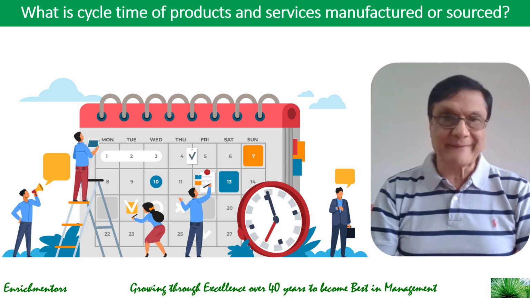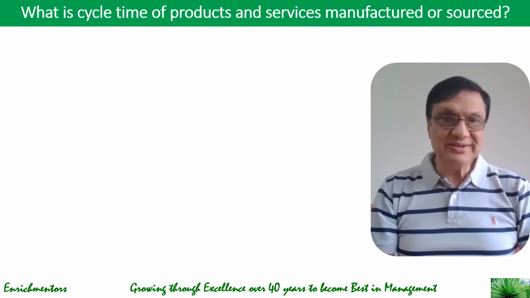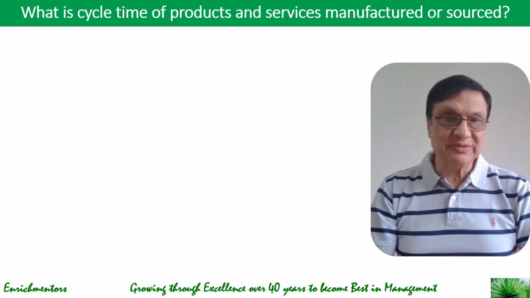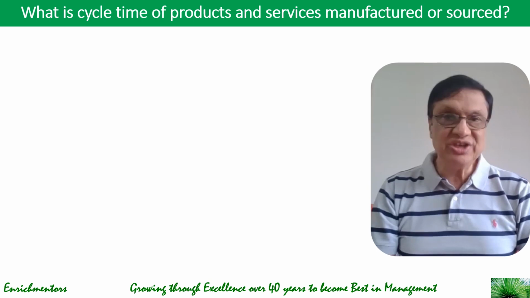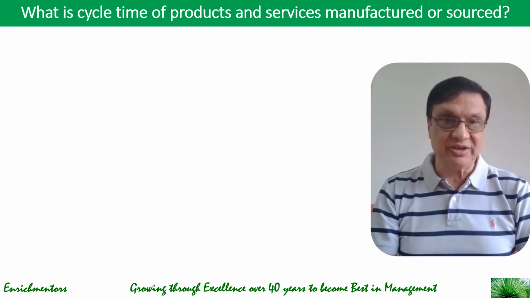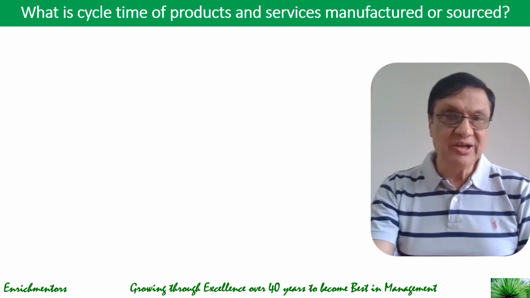Any thoughts? All right. So operations and supply chain cycle time, OSC cycle for short, is the total time it takes to produce and deliver one unit of product or service from the initiation of customer request to its completion. So everything, right from end to end, right? Now, what does this OSC cycle time include?